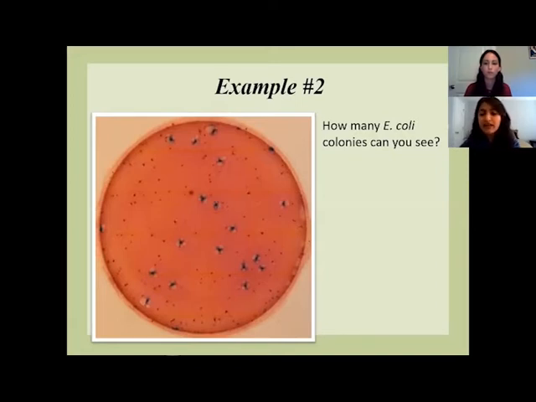So our second example, let's see, how many E. coli colonies? Let's try to count them. This one's got a lot.